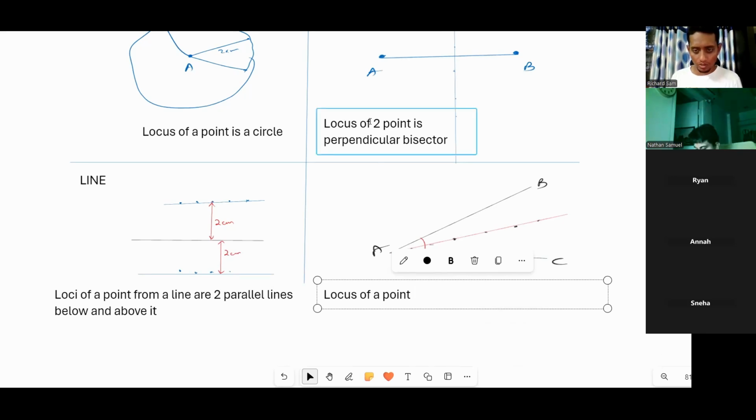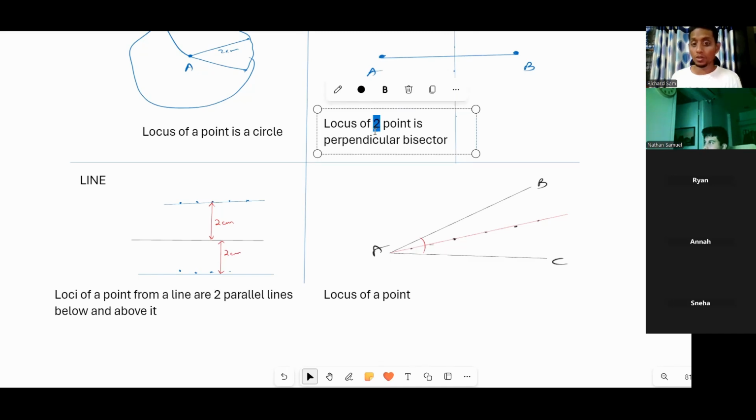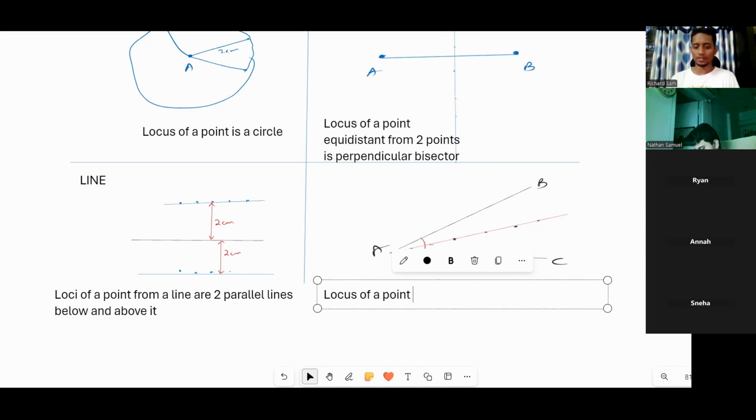Wait, did I write this correctly? Locus of 2 points. No. This will be locus of a point. You'll have to change that, okay? Locus of a point equidistant. See, this is the locus of all the points that is equidistant from 2 points. So here, how will it be? Locus of a point equidistant from 2 lines is an angle bisector.